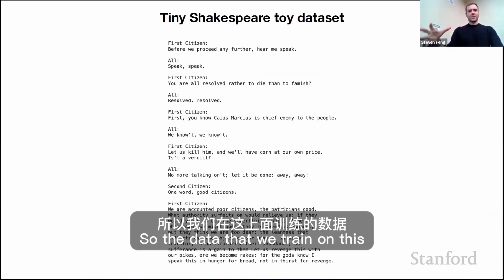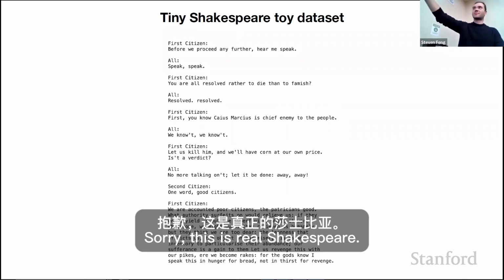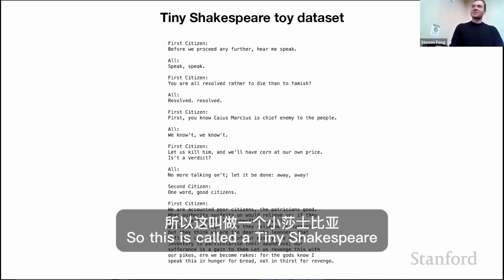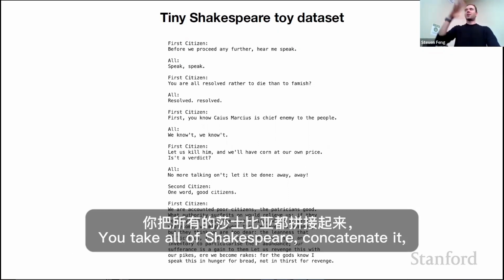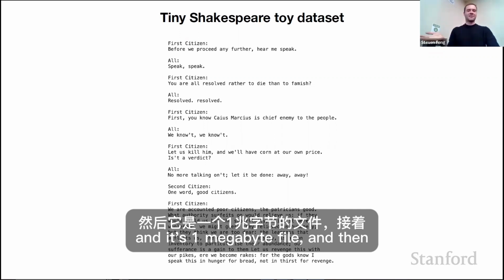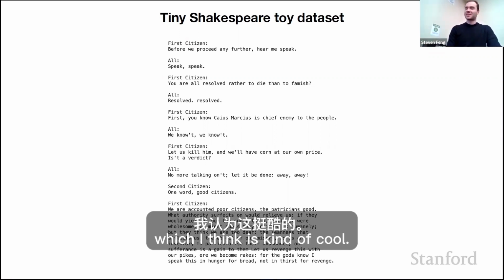So the data that we train on is always some kind of text. So here's some fake Shakespeare. Sorry, this is real Shakespeare. We're going to produce fake Shakespeare. This is called the Tiny Shakespeare dataset, which is one of my favorite toy datasets. You take all of Shakespeare, concatenate it, and it's a 1 megabyte file, and then you can train language models on it and get infinite Shakespeare if you like, which I think is kind of cool.